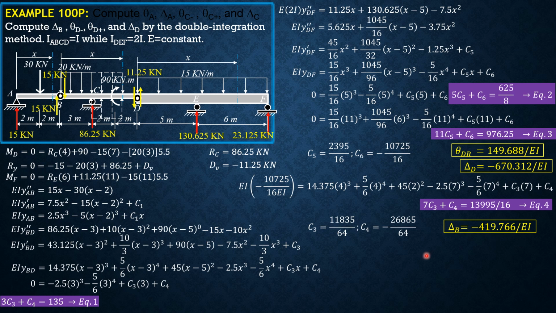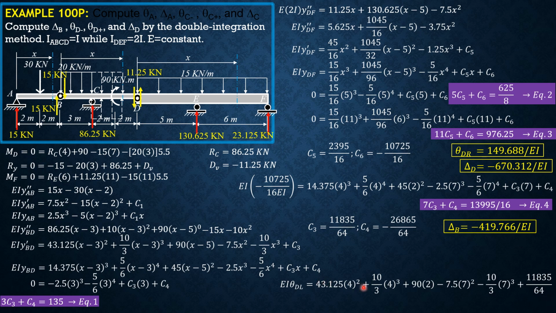Having found delta B, we can now solve theta D that's to the left into this equation here, because we already have c sub 3, and we set x is 7 for BD. So into this equation, x is 7, so EI theta D just to the left is 43.125 times 4 square plus 10 thirds 4 cube plus 90 times 2 minus 7.5 square minus 10 thirds 7 cube plus c sub 3, which is 11835 over 64.